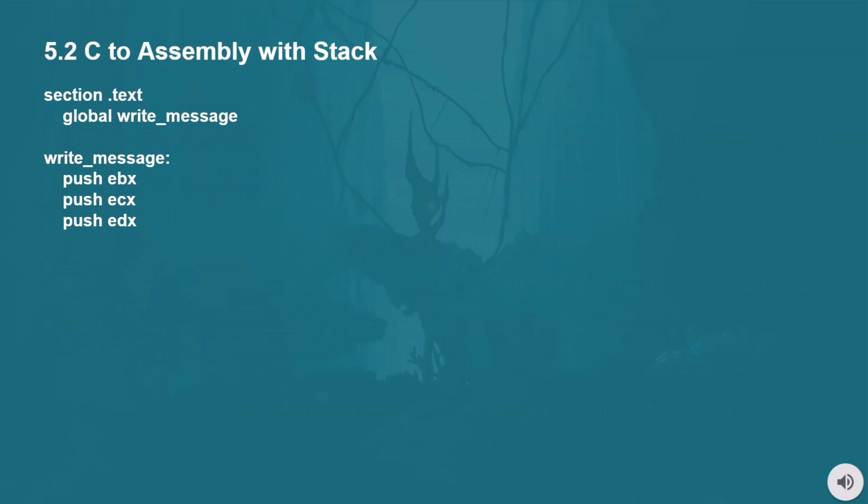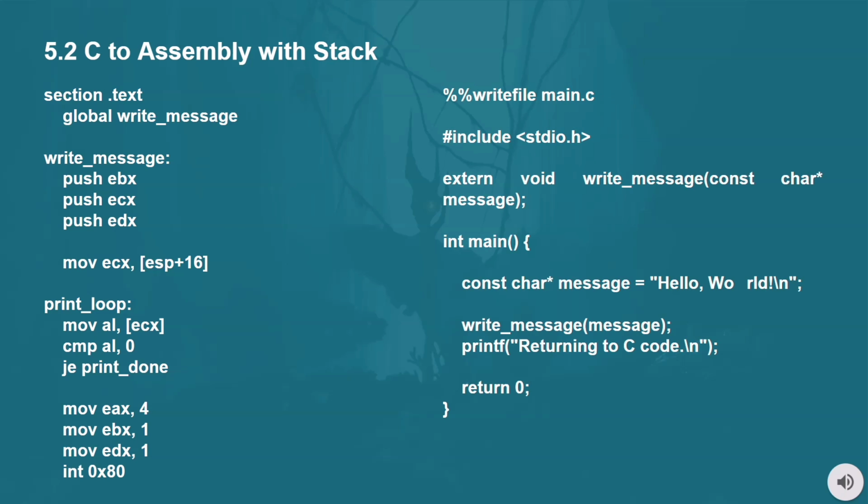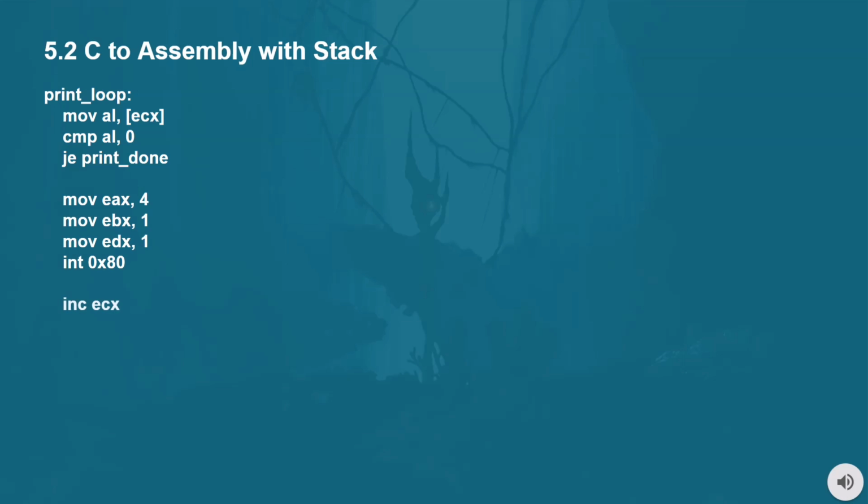This assembly code defines a function write_message that prints a null-terminated string to the console, by iterating through each character, using the Linux system call int 0x80 to write each character to file descriptor 1, stdout.